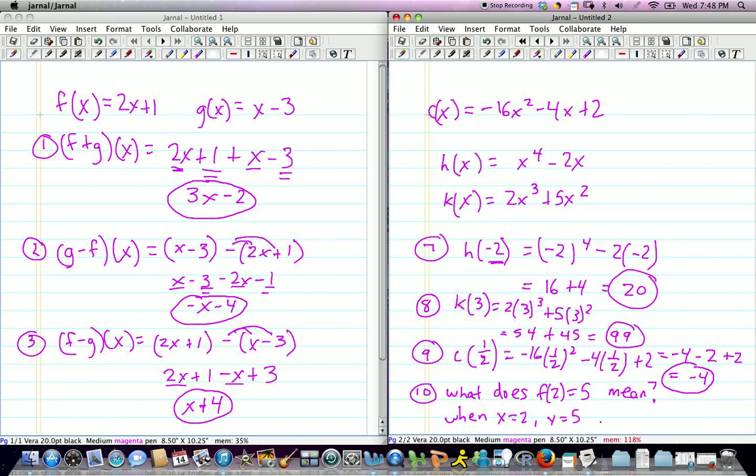Okay, this is the first page of the packet. It has to do with combining functions.